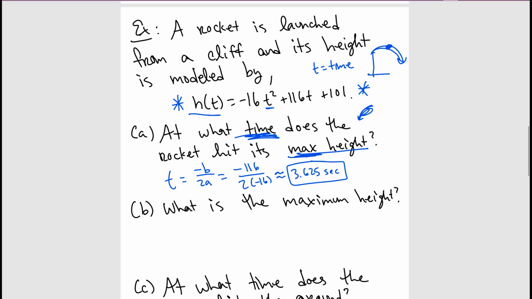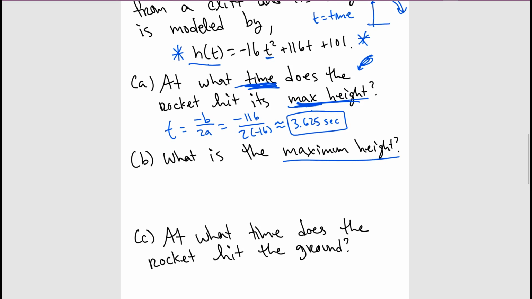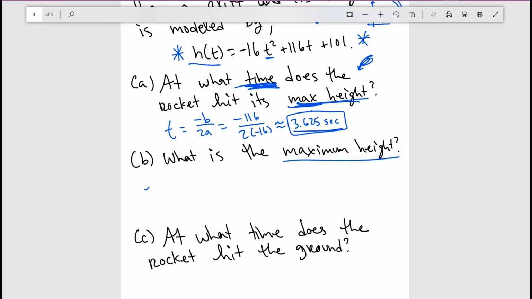Launched, and at 3.6 seconds is when it's going to reach this maximum height. All right, so now that we know the time at which it reaches this maximum height, what is the maximum height? All we have to do is plug it in. So h of 3.625. I'm just going to plug in the time, and what I'm going to get is negative 16 times 3.625 squared, plus 116 times 3.625, plus 101.